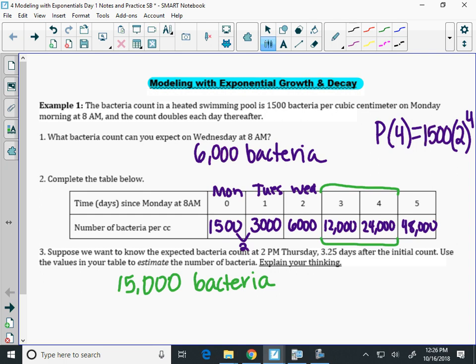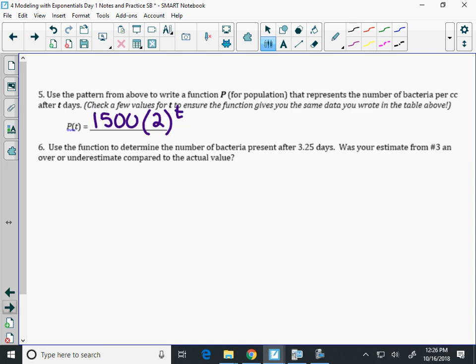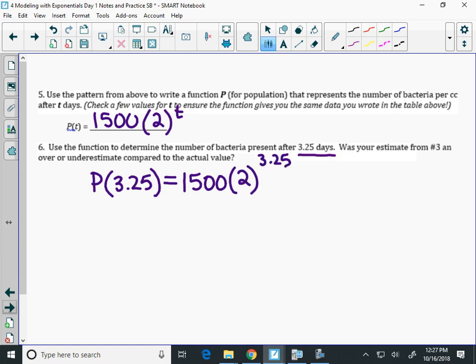Well, now that I have an equation, we can actually figure out how many bacteria are there after 3.25 days. So let's evaluate the population of bacteria after 3.25 days. So again, you're taking your 1500 times 2 to the 3.25 power. And what number do you actually get?